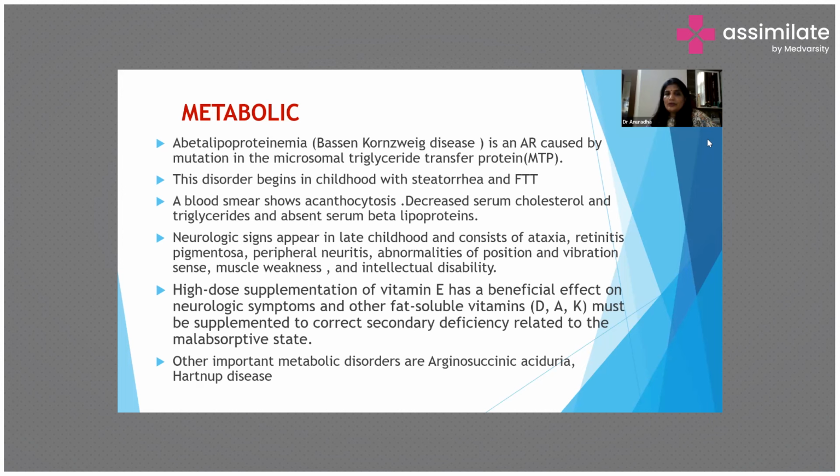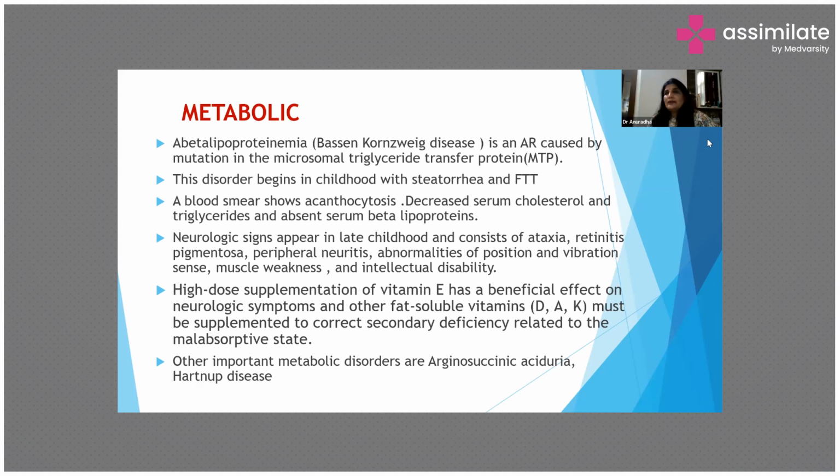When you see their blood smear, there are acanthocytes. Acanthocytes are RBCs with sharp margins, with needle-type features on the outer edge of the RBCs. There is decreased serum cholesterol and triglyceride, and absent beta lipoprotein. When you estimate the level of beta lipoproteins, they are absent. Posterior column and other neurological signs are present in late childhood. They present with ataxia, retinitis pigmentosa, neuropathy, abnormal position and vibration sense, intellectual disability, muscle weakness, etc.